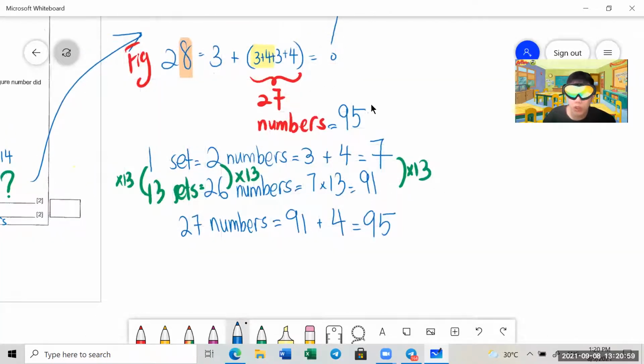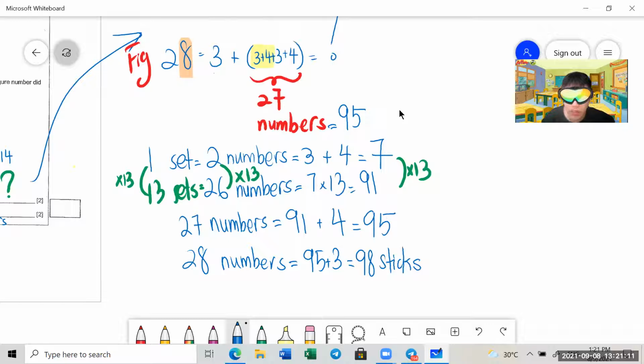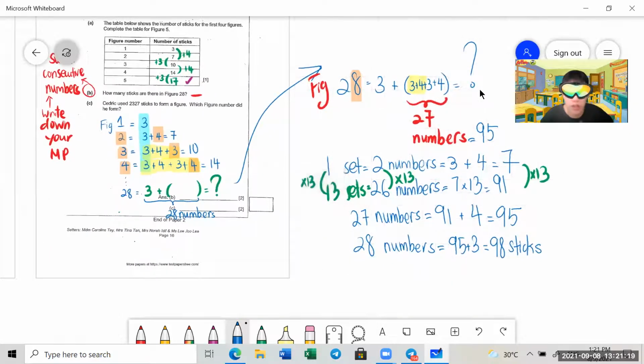Now, do we stop here? No, because we want how many numbers? We want 28 numbers. So 28 numbers will be equal to 95 plus 3. Therefore, your answer should be 98. 98 what? 98 sticks, because the unit over here is sticks. If they say people, then it'll be 98 people. If they say 98 chairs, it'll be 98 chairs. You get what I'm trying to say? So therefore, your answer for B must be 98 sticks.